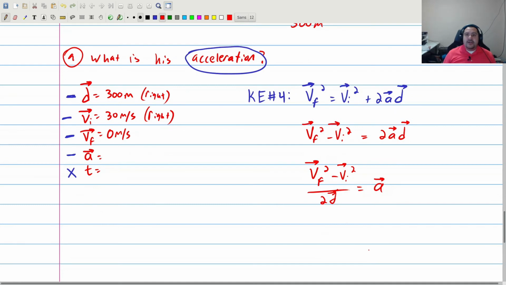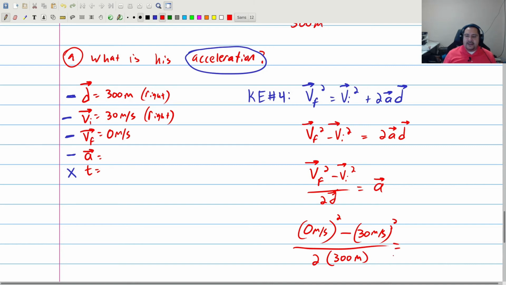So there is my final equation that has been manipulated. Now all I need to do is plug in some numbers. So V final is 0 meters per second, squared, minus V initial, which is 30 meters per second, squared, divided by 2 times the displacement, which is 300 meters.